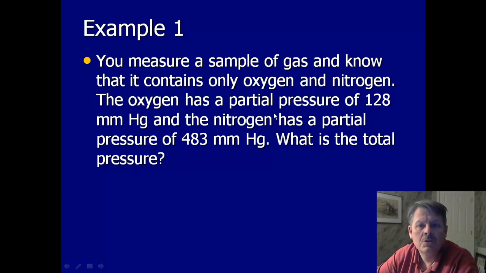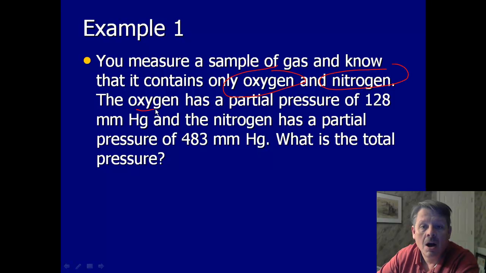Let's say you measure a sample of gas, and you know that it contains only oxygen and nitrogen. So there are only 2 things in it. The oxygen has a partial pressure of 128 millimeters of mercury, and the nitrogen has a partial pressure of 483 millimeters of mercury. What's the total pressure? Well, you're given 2 pieces, and you know that those are the only 2 pieces in the container. So can you figure out the total? Pause the video, see if you can do it.